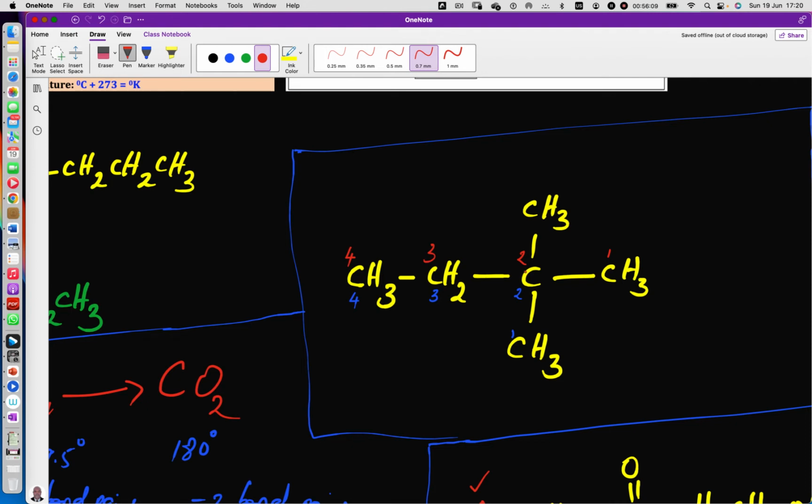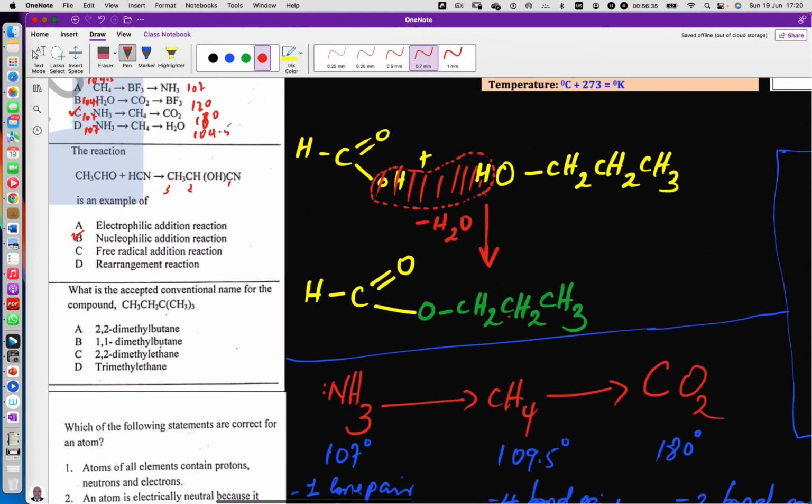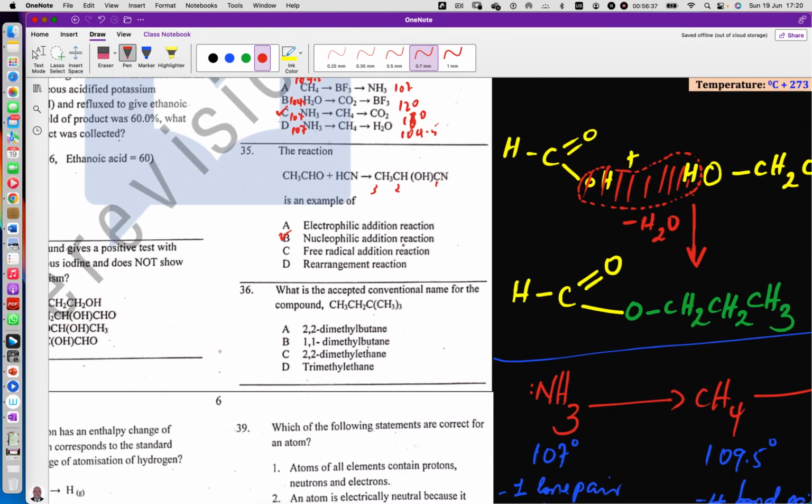And now the side chain here, the alkyl group, is what we call the methyl group. So we now say it is 2, 2 dimethyl. Then how many carbon atoms are there? 1, 2, 3, 4. So 2,2 dimethyl butane. And let's see if that is our answer. Okay, 2,2 dimethyl butane. In that case, we say A is our answer. We don't need to be going ahead.